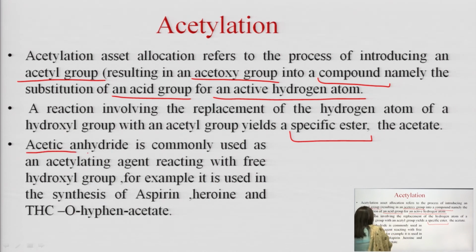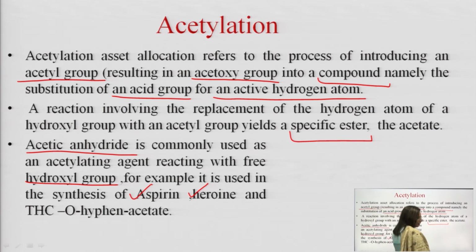Acetic anhydride is commonly used as an acetylating agent, reacting with free hydroxyl groups. For example, it is used for the synthesis of aspirin, heroin and THC-acetate.